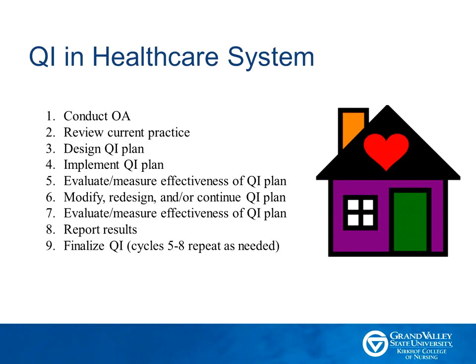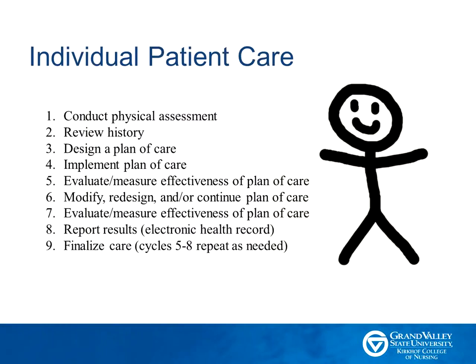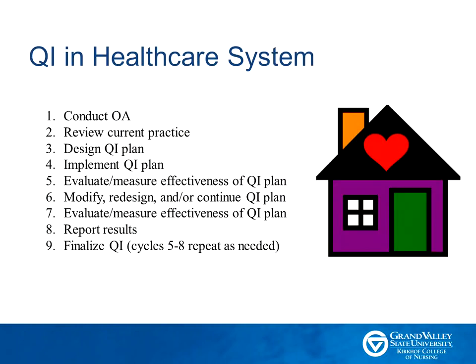All along the way, you're evaluating and measuring the effectiveness of the QI plan, and in the end, you report results. It's the same as individualized patient care. You often have to do 5 to 8 repeat cycles to actually experience improvement in care. So as you can see, these two are very, very similar. This one is at the individual patient care level, and this one is at the healthcare system level. So a lot of this you already know. You just need to apply it in a broader scale.